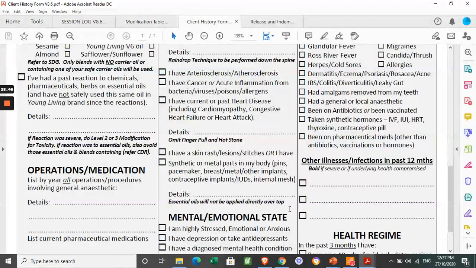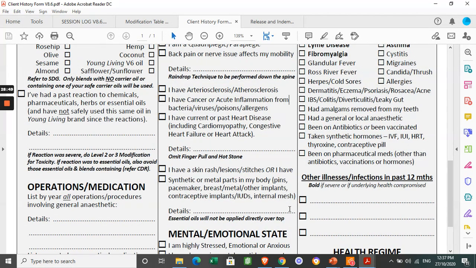All right, still coming further down now under specific conditions, we have things to do with the heart. I have arterial sclerosis and arteriosclerosis. I have cancer or acute inflammation from bacteria, viruses, poisons and allergens. I have current or past heart disease, including cardiomyopathy, congestive heart failure or a heart attack. In these situations, we'd like to know what it is, and then for raindrop technique and VitaFlex, you would omit the finger pull. And in hot stone, you would actually omit hot stone altogether, okay?